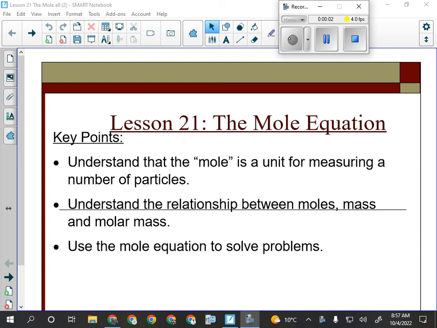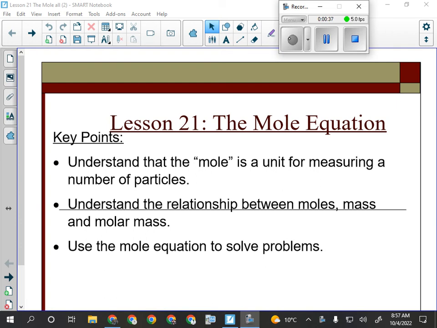The mole equation is the last thing in this unit. It is crucially important that you can use the mole equation and the concept of the mole when you get to Chem 20. One of the first things you will do in Chem 20 is reaction stoichiometry. Okay? And that means that you would have to be able to calculate in grams the amount of products that could be produced in a reaction if you knew the mass of your reactants.